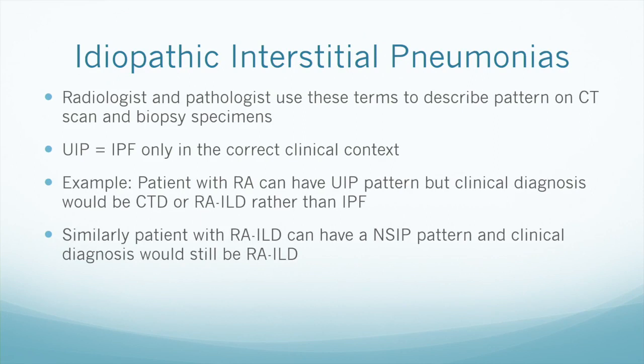So this part is actually kind of important for understanding how we think of this. Similarly, a patient with rheumatoid arthritis can have either an NSIP pattern or organizing pneumonia pattern on CT scan, and those patients will still have a clinical diagnosis of rheumatoid arthritis-related interstitial lung disease, and again, not just pure cryptogenic organizing pneumonia. So it's important to understand the terminology here.